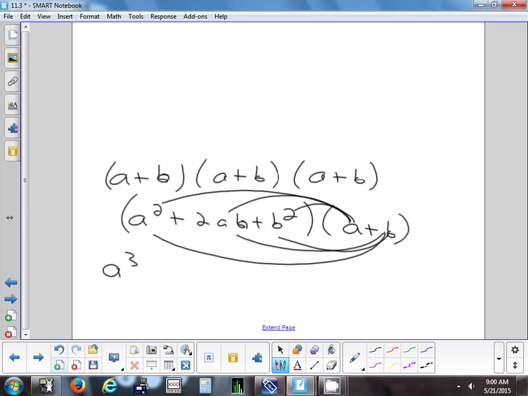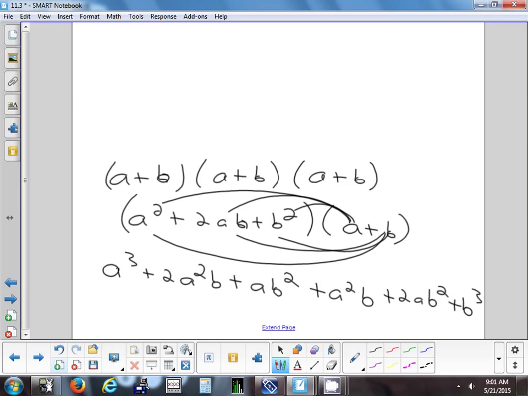Okay, so we get a cubed plus 2a squared b. Let's see, plus ab squared. Okay, that's the first part. Now the next part, we're going to get a squared b. Okay, and we'll look for any like terms if we can combine them. We're going to get 2ab squared. And last part, b cubed.